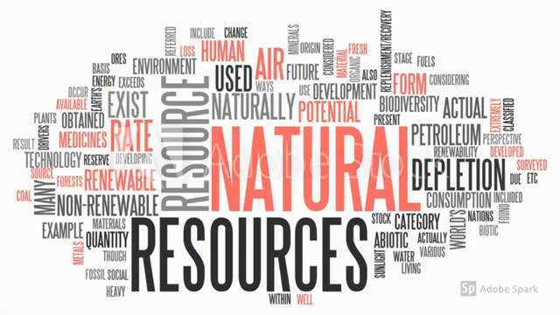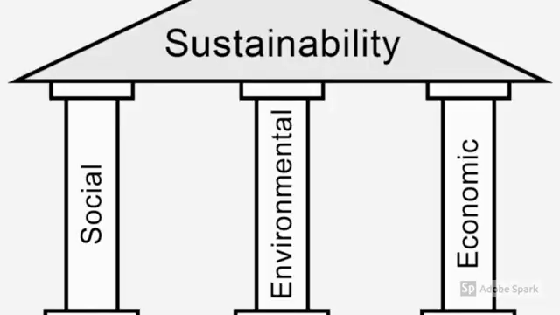Resources fall under two categories, renewable and non-renewable. A renewable resource is produced faster compared to a non-renewable resource that is produced much slower. Sustainability is the use of Earth's renewable and non-renewable natural resources in ways that ensure resource availability in the future. It is supported by three pillars: environment, economy, and society.